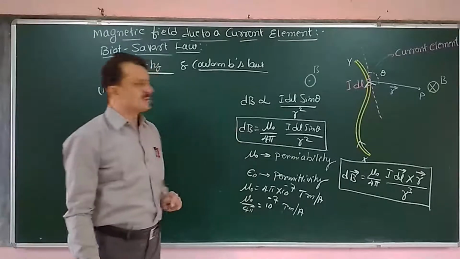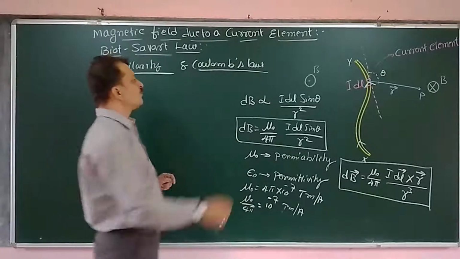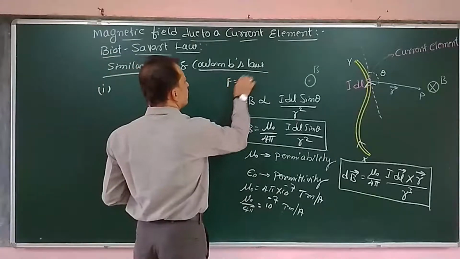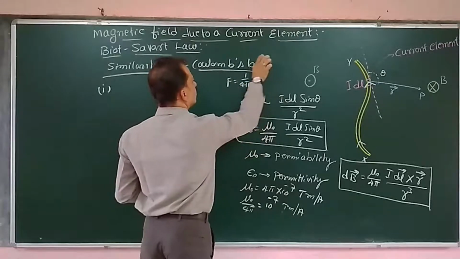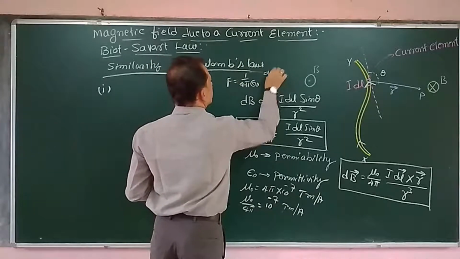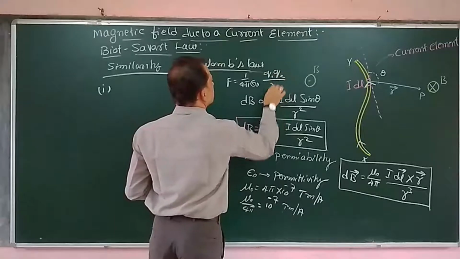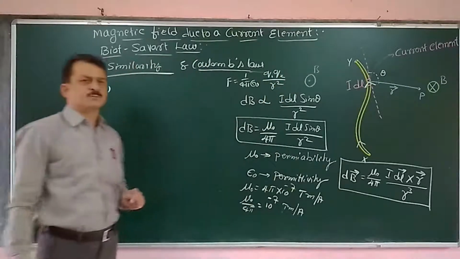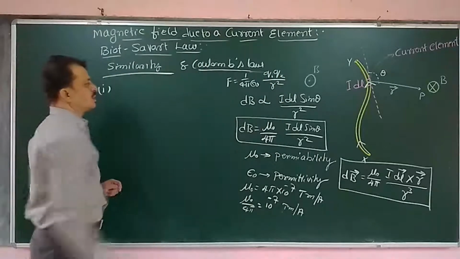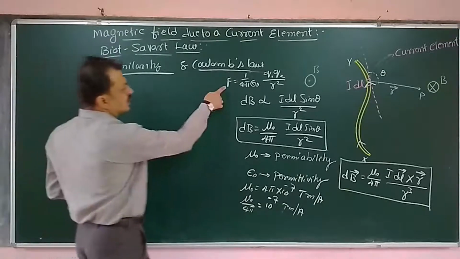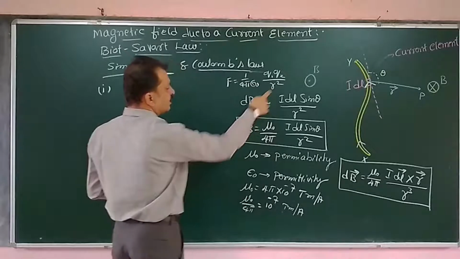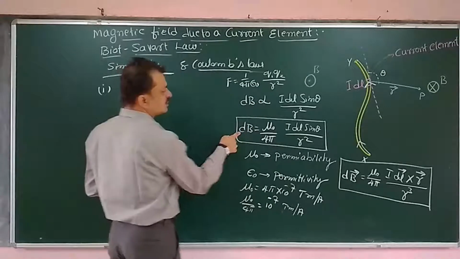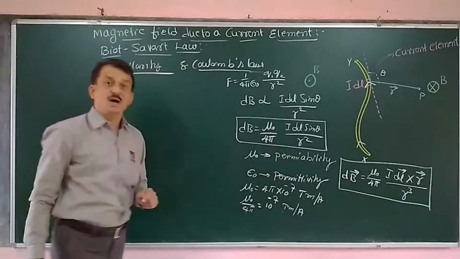Now this is Biot-Savart's law. What is Coulomb's law? It is the electrostatic force, equal to 1 divided by 4 pi epsilon naught into Q1 Q2 divided by R square. That is the relation, and this is Biot-Savart's law. Now look here, the electrostatic force is inversely proportional to R square. So the magnetic field is inversely proportional to R square.